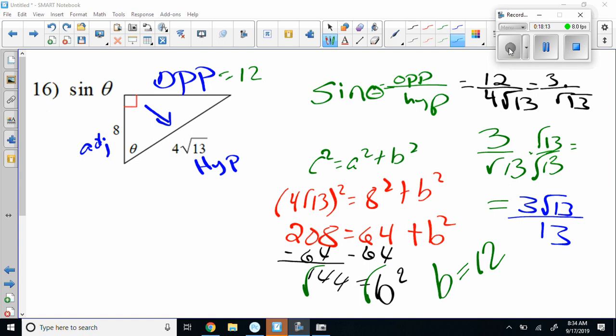Look right there. How'd I get 12? We had to find the opposite side by the Pythagorean theorem. Okay.